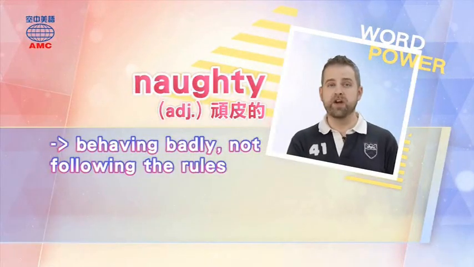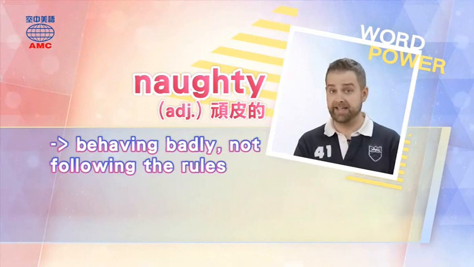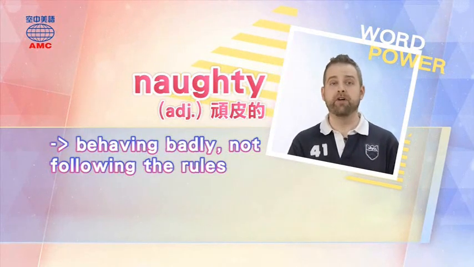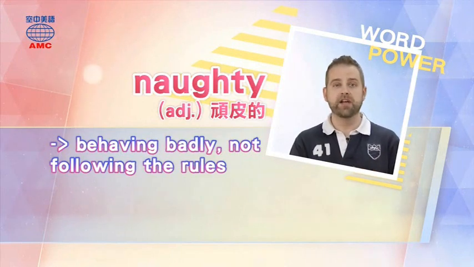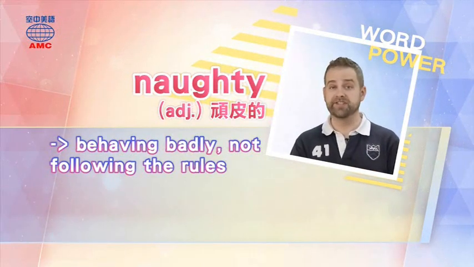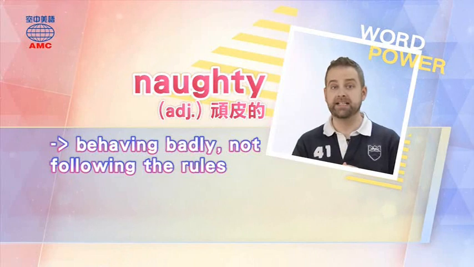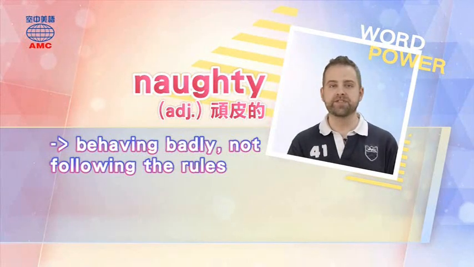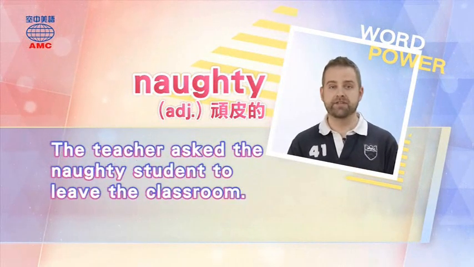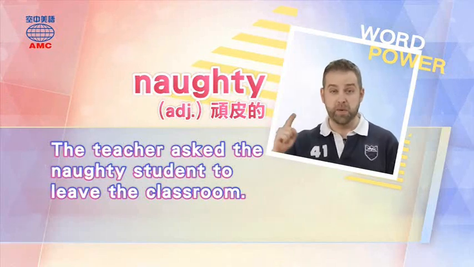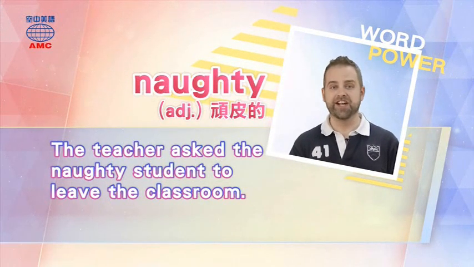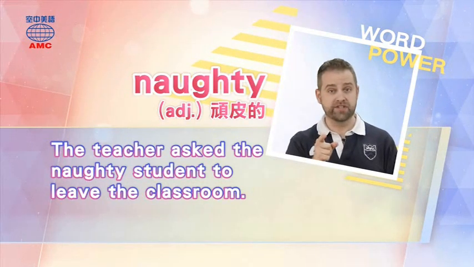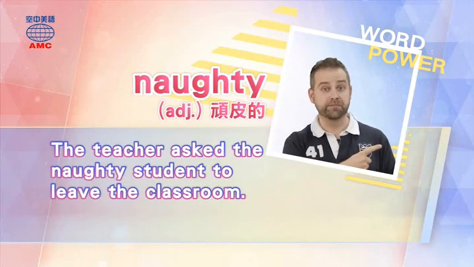Okay, so if someone is naughty, then they are behaving badly. They are not following the rules. For example, a naughty child does not obey adults and behaves badly. Here's an example sentence. The teacher asked the naughty student to leave the classroom. One more time. The teacher asked the naughty student to leave the classroom.